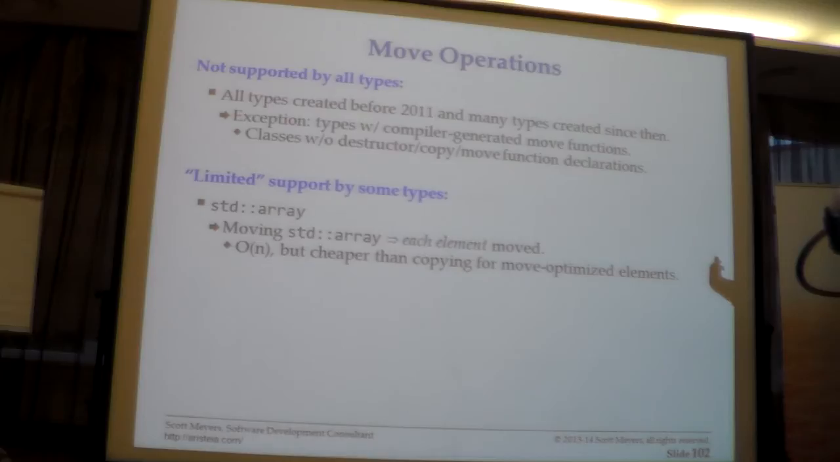If you do a move on an array, it does support move operations. It will move every element one by one, but it still runs in linear time. Moving an array is much slower than moving a vector. So it is faster than copying, but it's not fast. That's an example of a standard type where maybe it's fast, but probably it's not.